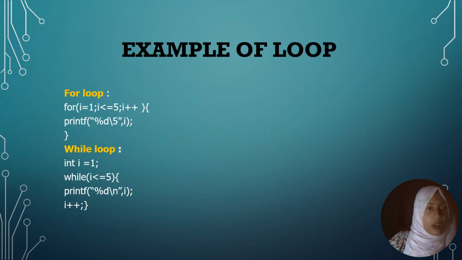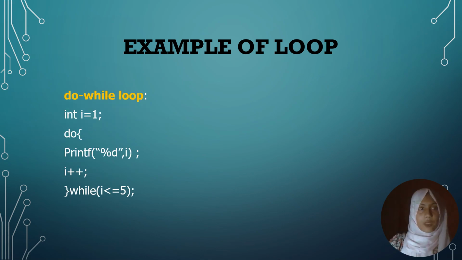While loop: we take a variable i equal to 1, then the condition i less than or equal to 5. If the condition is true, print i, and the next part is increment or decrement. Do while loop: we take a variable i equal to 1, then do print i, the next part is increment or decrement, and the last part is to check the condition i less than or equal to 5.